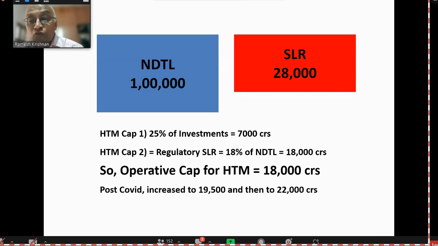So long as it is 1 lakh, please mute yourself. Somebody is having a private discussion at home. Please mute yourself.